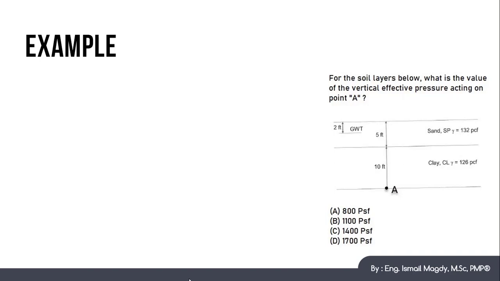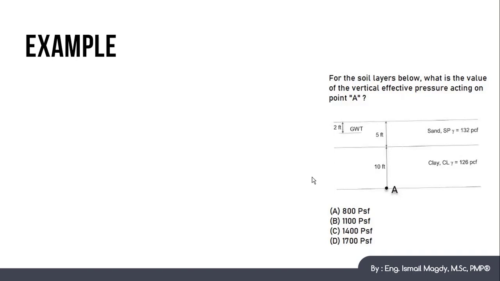We have to take care that here he is asking for the vertical effective pressure, because for the effective pressure we will deduct the pore water pressure, but if he was asking for the total pressure, we will not deduct the pore water pressure. So let's calculate the pressure at point A.